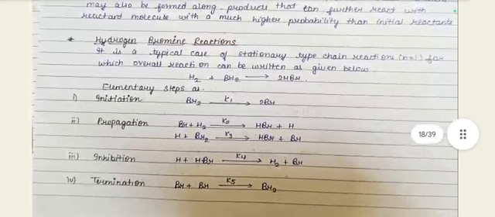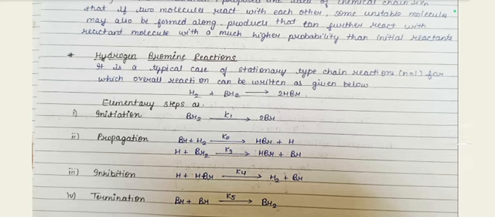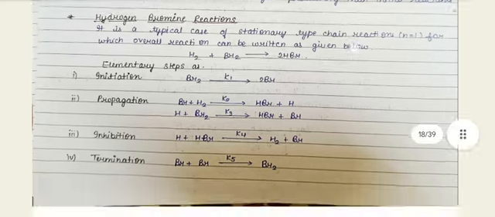Hydrogen bromine reaction. It is a typical case of a stationary type chain reaction, for which the overall reaction can be written as H₂ + Br₂ = 2HBr. Elementary steps: initiation, Br₂ (k1) 2Br. Propagation, Br + H₂ (k2) HBr + H, and H + Br₂ (k3) HBr + Br. Inhibition, H + HBr (k4) H₂ + Br. Termination, Br + Br (k5) Br₂.